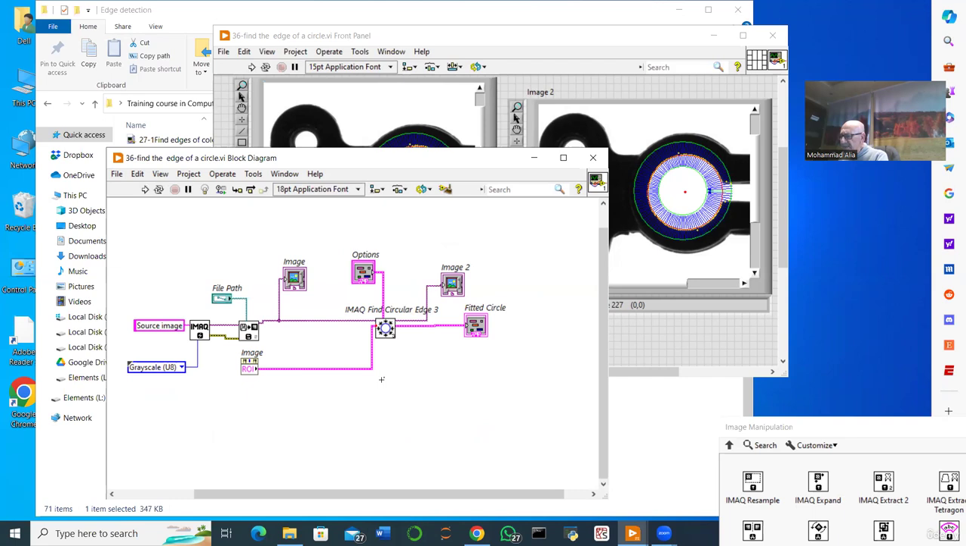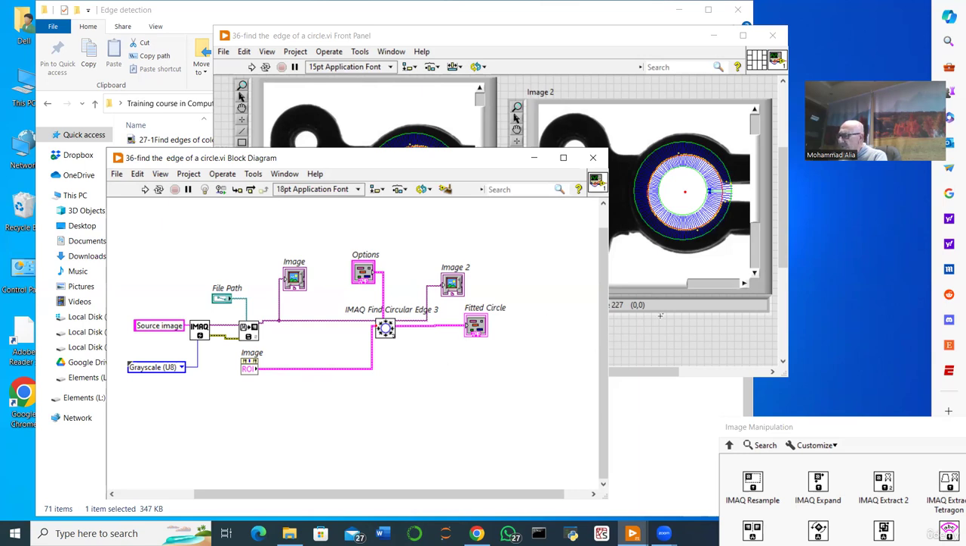Also, the same approach here. You need to feed the image of interest you need to work with, and the region of interest you need to define there, the parameters and the edge of the circle. You will get an output here with the cluster data describing the fitted circle, the nearest circle to the edge circle.